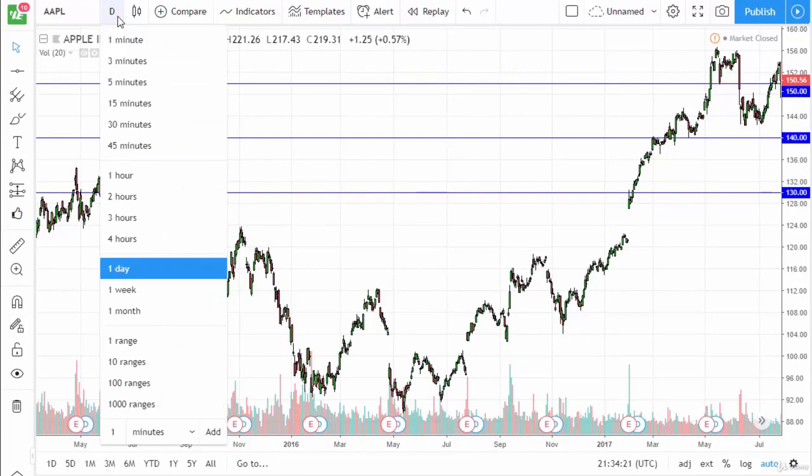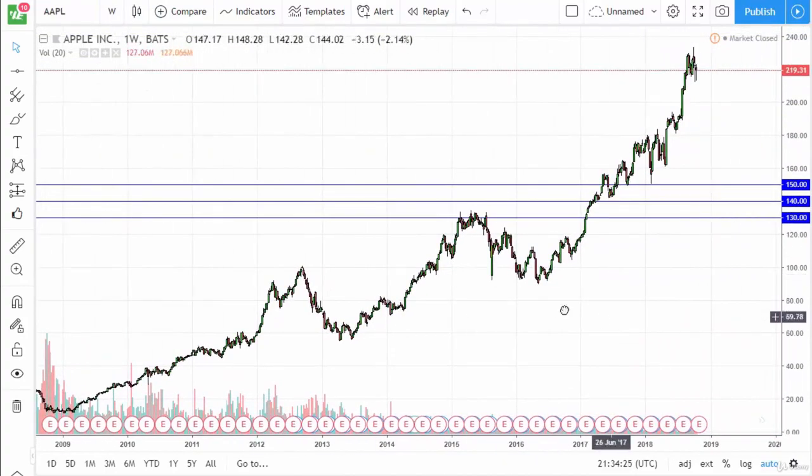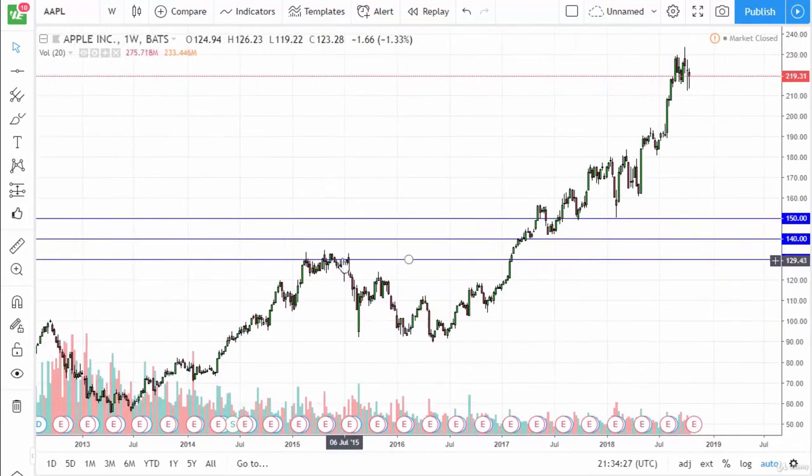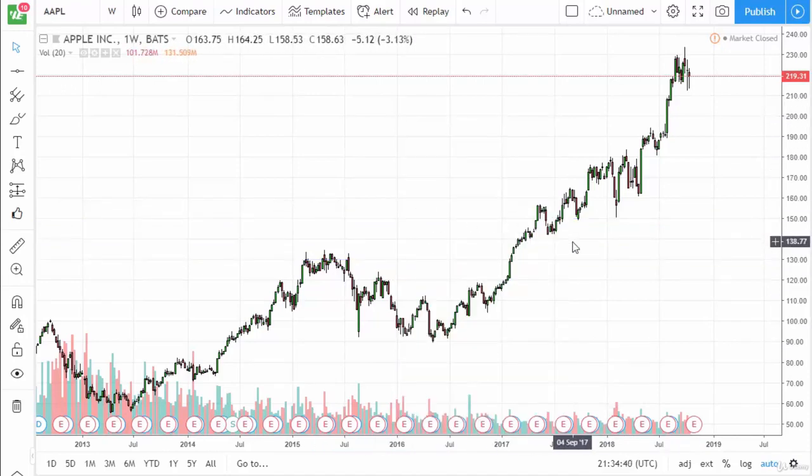So I'll even zoom out to the weekly here and see if I can see. Yeah, so you can see that 130 has caused a lot of resistance. 140 has caused some support because we have bounced from there. 50 was resistance, and then it turned into support a couple of different times. So you can see how this goes back and forth.